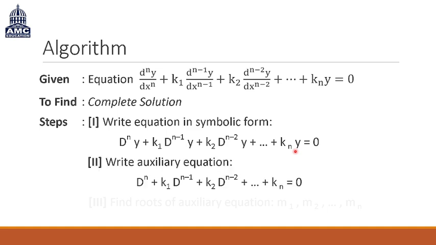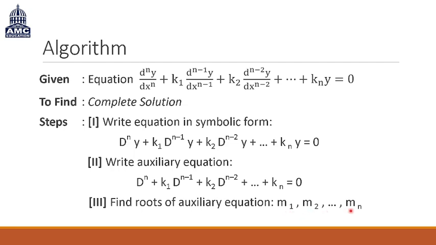Now what we do is that we write the auxiliary equation. The method to find the auxiliary equation is to look at all the operators in the symbolic form. So we take out the y from there and we equate this equation to 0, and finally we'll find the roots of this auxiliary equation. Now, since the order of this auxiliary equation is n, the highest power here is n, we shall get n roots, right? And let us just name these roots as m1, m2, and so on up to mn.